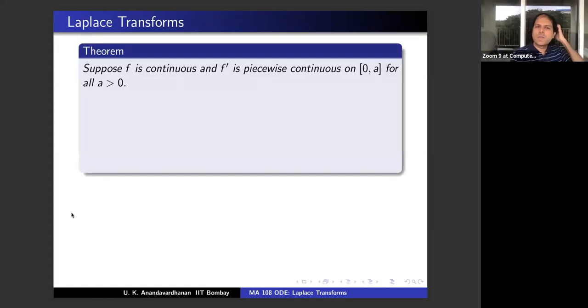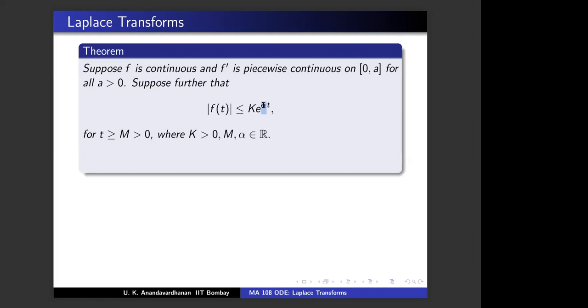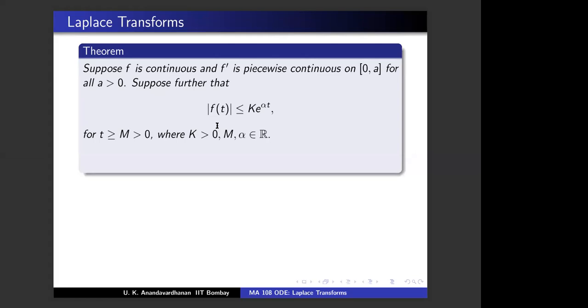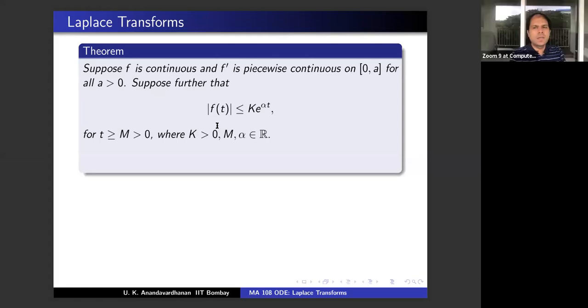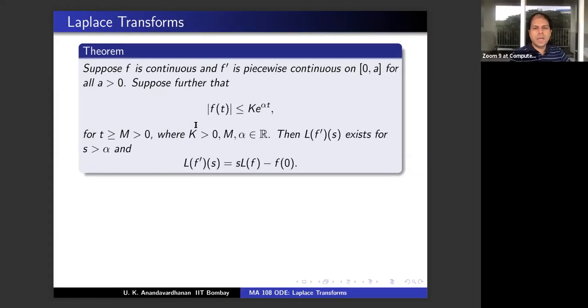These were the conditions. f prime is piecewise continuous on a closed interval 0 to a for all a, and you are assuming exponential order. What is the definition of the order of this function? In K, M, and alpha, which one is called the order of f? Alpha. And where does the Laplace transform exist? In the region s bigger than alpha. If s was a complex number, then what will be the condition? Real part of s greater than real part of alpha. Very good. So this exists and it is given by s times LF minus f of 0.